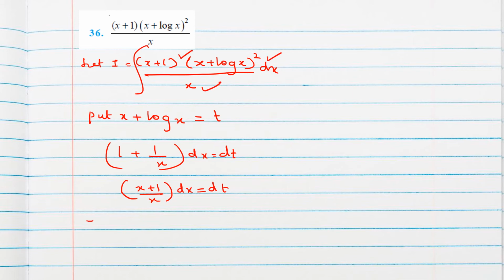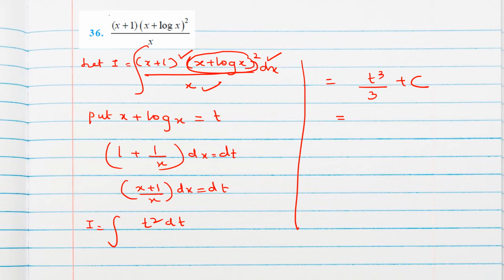So we can write, instead of these three terms we can write dt, and here bracket we supposed as t, so t square will come. Now this is easy, we can use power rule, add 1 in power, divide by the same power. So t cube by 3 means we can resubstitute the value, x plus log x whole cube by 3 plus c.